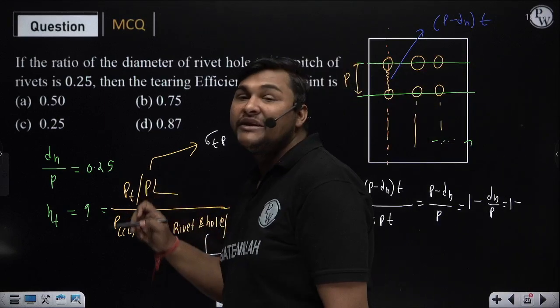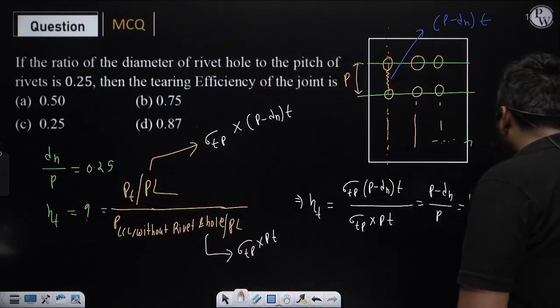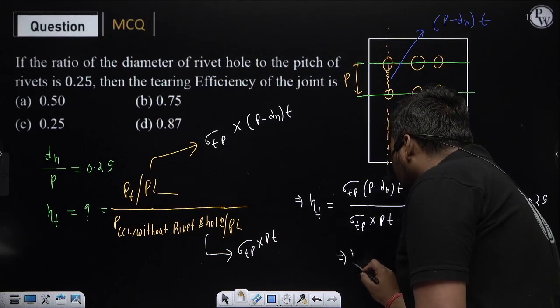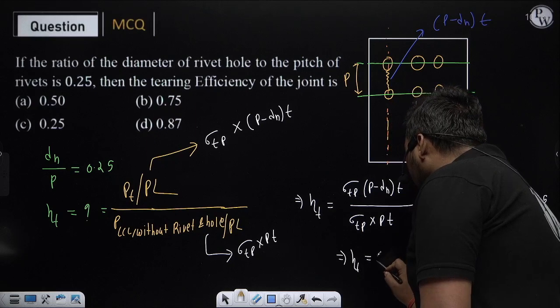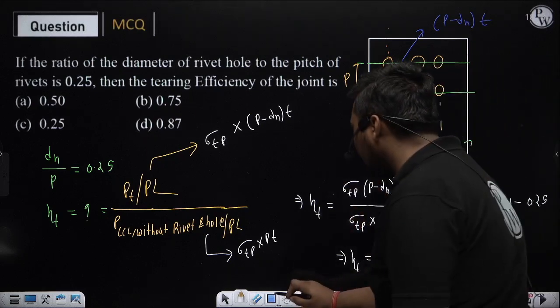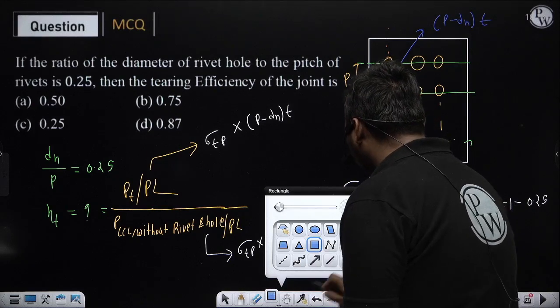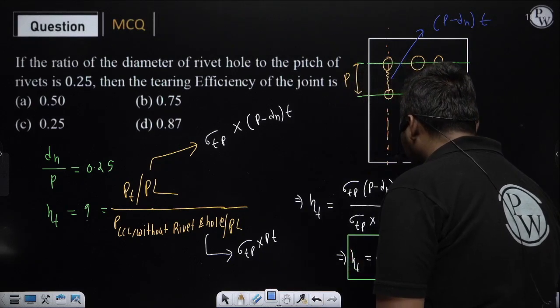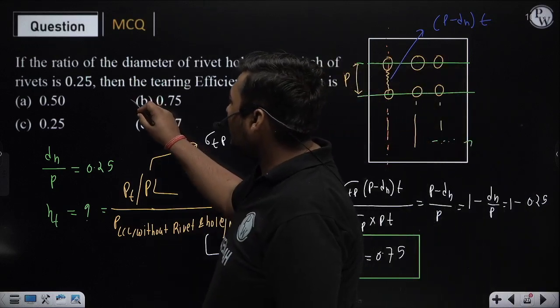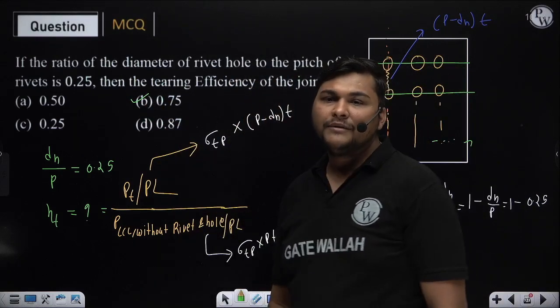DH upon P is given in the question, it is 0.25. So it is 1 minus 0.25. So the tearing efficiency of this component is 1 minus 0.25, that is 0.75. The examiner is asking the answer in decimal, so the tearing efficiency of this riveted joint is 0.75. Which option is correct? Option B is correct.